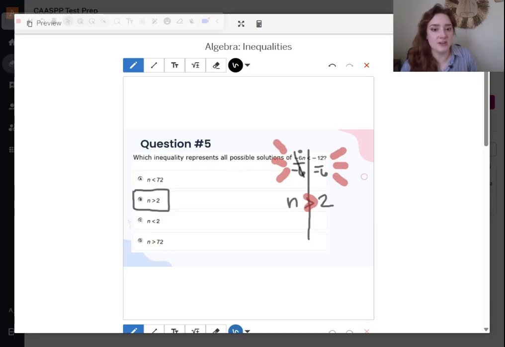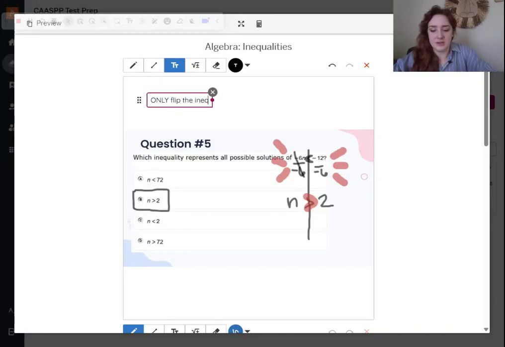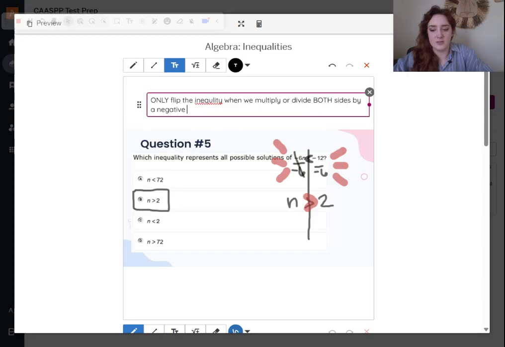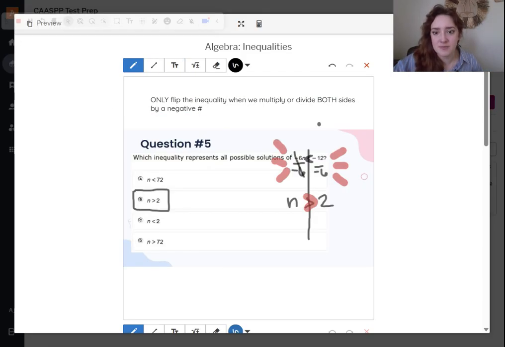So this one was a tricky one because we had to flip the inequality. Be on the lookout for that. If we're subtracting, we will not be flipping the sign. It's only if we are multiplying or dividing. I'm going to write that out too, because it's important. So only flip the inequality when we multiply or divide both sides by a negative number. There we go.